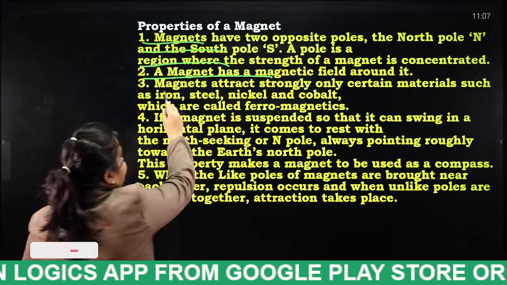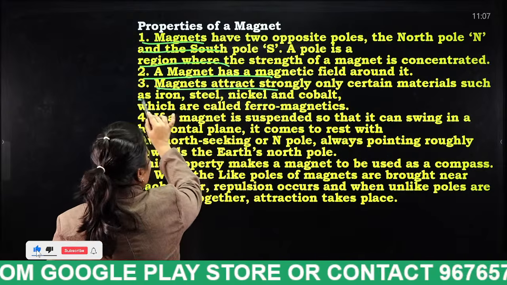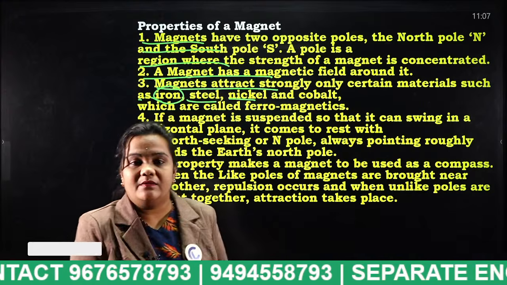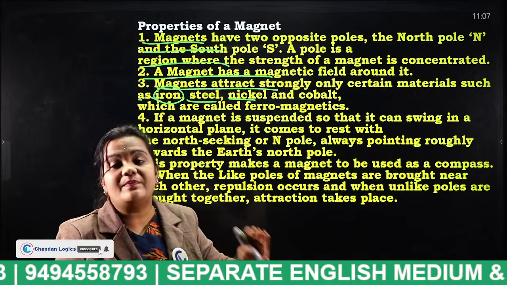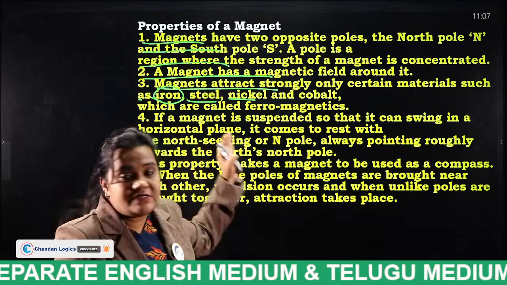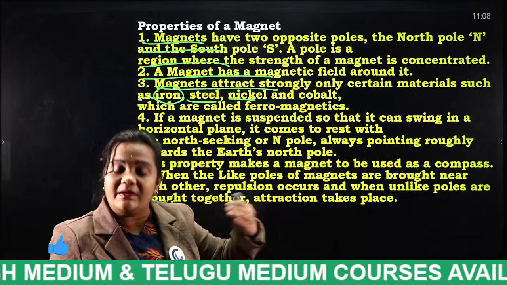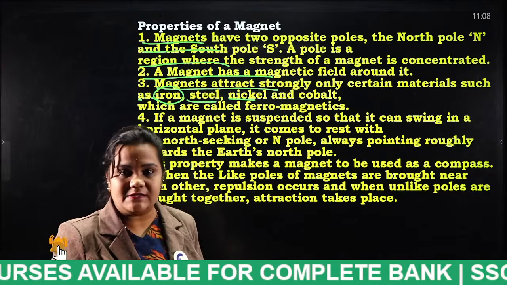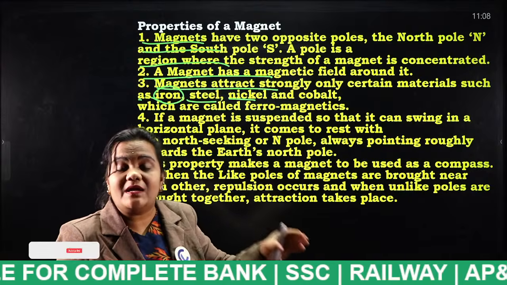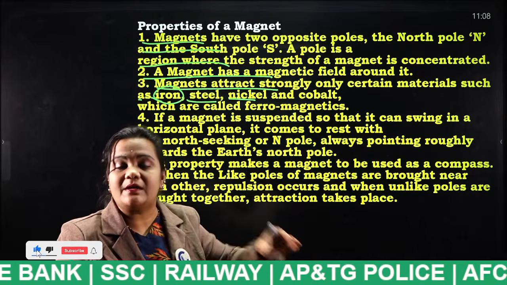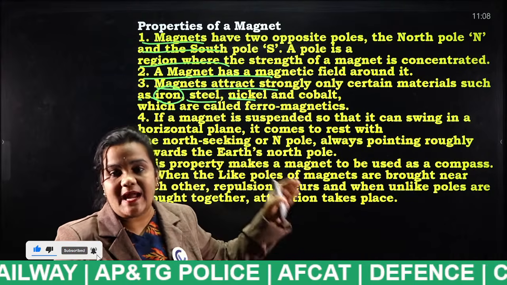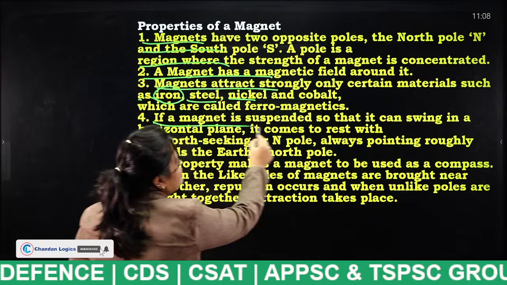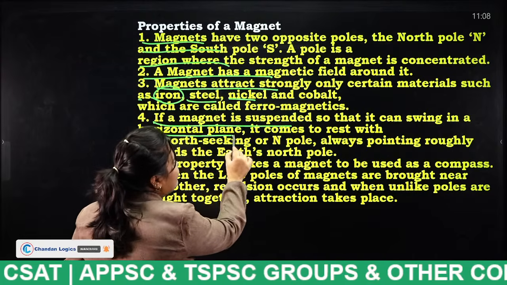Next property, magnets attract strongly only certain materials such as iron, steel, nickel and cobalt. So a magnet will be attracted to only some metals, like iron, cobalt, steel and nickel. We are going to discuss the types of magnetic materials also. So mostly a magnet will be attracted to which type of metal, students? Iron, cobalt, nickel and steel. Okay, very important.